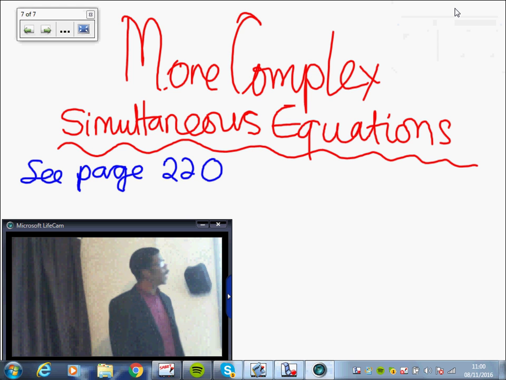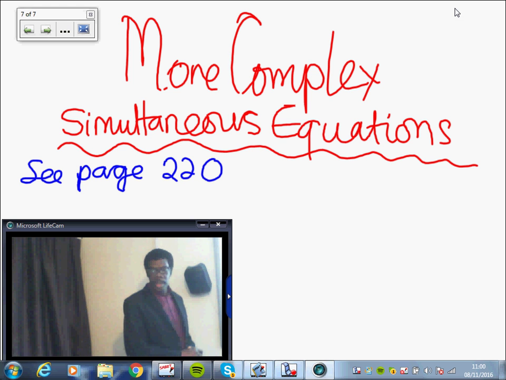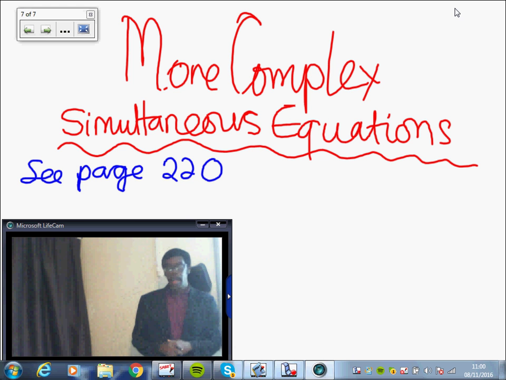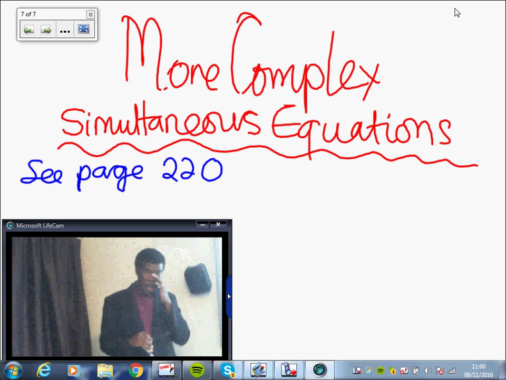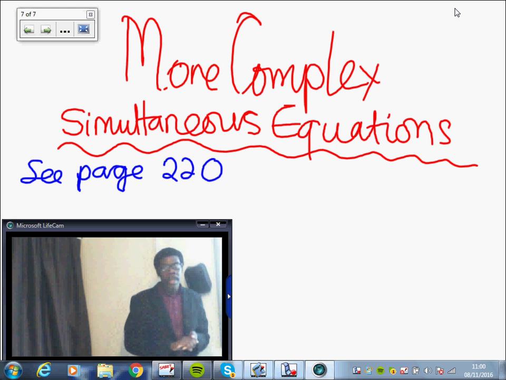We are going to look at solving more complex simultaneous equations. This topic is very intrinsic to your syllabus because questions always come, and it's important that you learn this, as well as a matter of interest. Let's have a look at how this can be done.